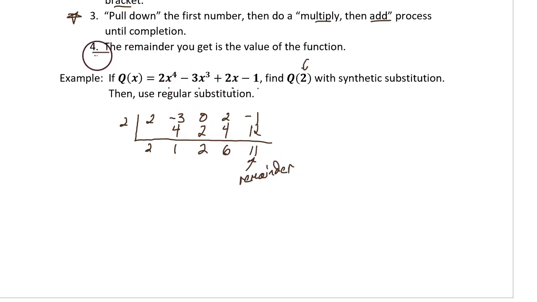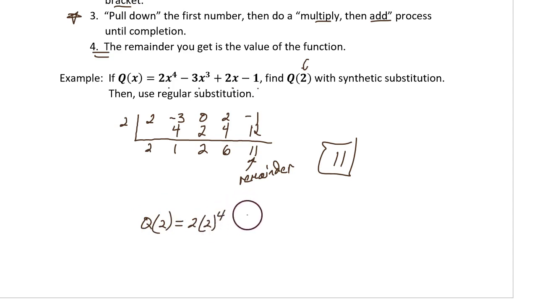And as it says in step 4, the remainder is the value of the function. So Q of 2 is equal to 11. Do you believe it? Here's how you figured out Q of 2 in the past. You would substitute 2 where the x is. So every place where there's an x, we would fill in 2, and then work this out in our heads or on a calculator.